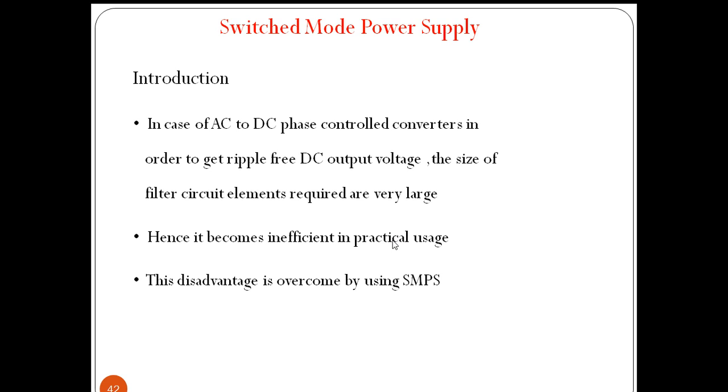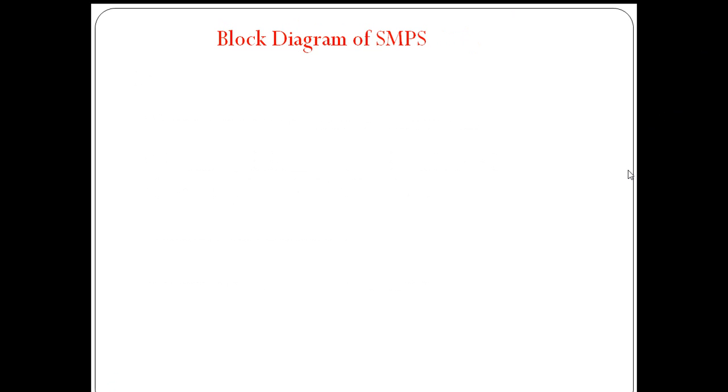In normal power supplies, we are using a converter which will convert the AC to DC. Then that will be sent to filter circuit. But at the output of converter, we are not getting pure DC. It is in the form of pulses. To remove the pulses, we are using LC filter. So that circuit will become very bulky, and it is not effective in practical usage. So for that purpose, we are going for SMPS.